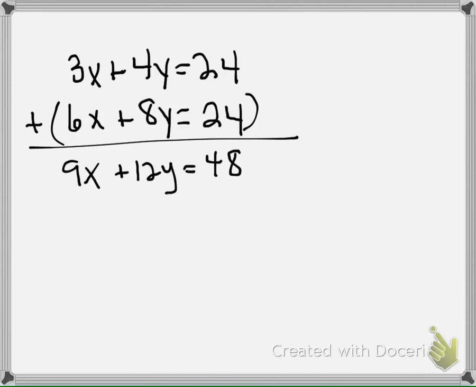Why did you make it positive? She told me to add them. Oh, I want to subtract. Okay, let's subtract. Like add a negative. Let's subtract it. What's 3x take away 6x? Negative 3x. Oh wait, 4y take away 8y.